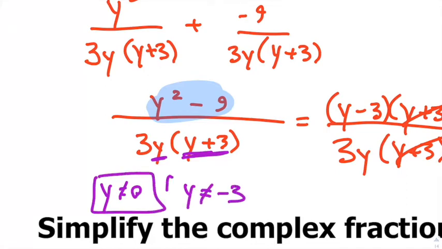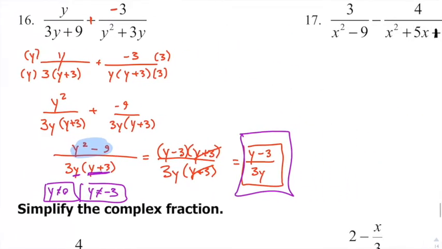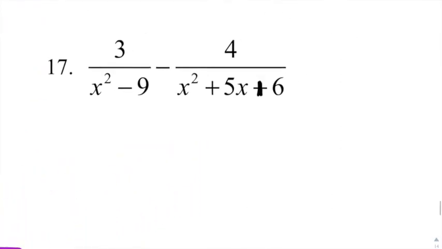Right, and those are your excluded values. And then there's your answer. So there you go, not too bad on this one. On this next problem, if I was looking at my notes correctly, there's a typo.